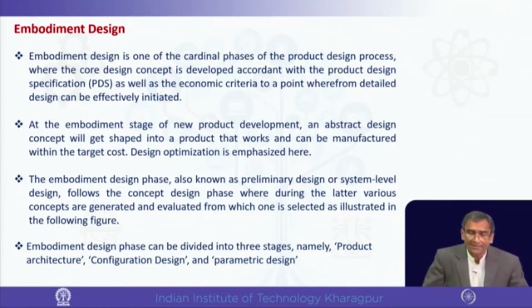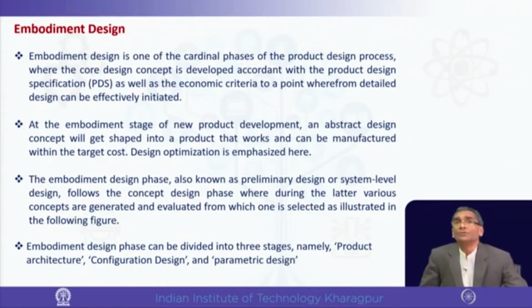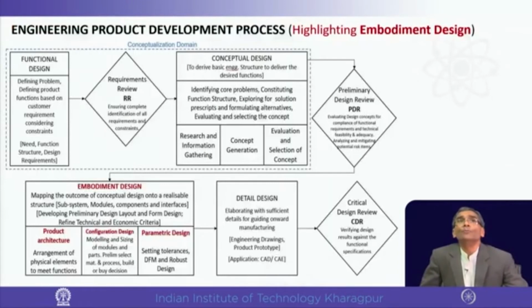The embodiment design phase is also known as preliminary design, system design or system level design. It follows the concept design phase. In fact, the last part of concept design is concept selection. So, just after concept selection, the embodiment design begins. The embodiment design phase can be divided into three stages, which I have already mentioned. So, we will go to the individual parts.